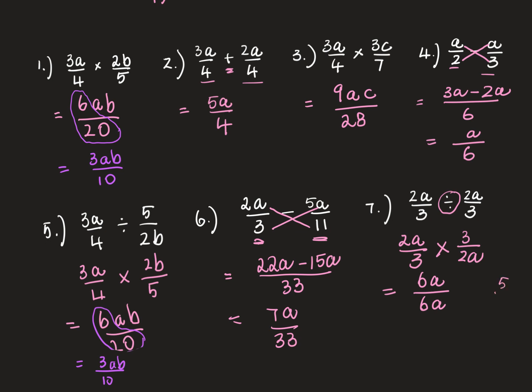You remember that 5 fifths is the same as 1, isn't it? 2 halves are the same as 1. 6 sixths is the same as 1. Do you know what 6a over 6a is? It is 1. Perhaps you noticed that right back at the beginning. If we had 2a over 3 divided by 2a over 3, if we've got the same thing divided by itself, the answer is just going to be 1, isn't it? Just like if I said 5 divided by 5, 5 people sharing 5 cakes. How many do they get each?